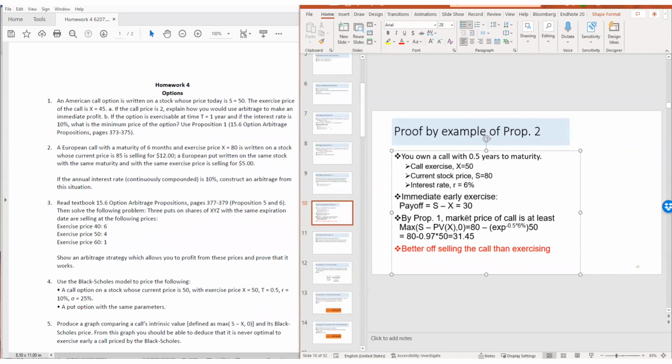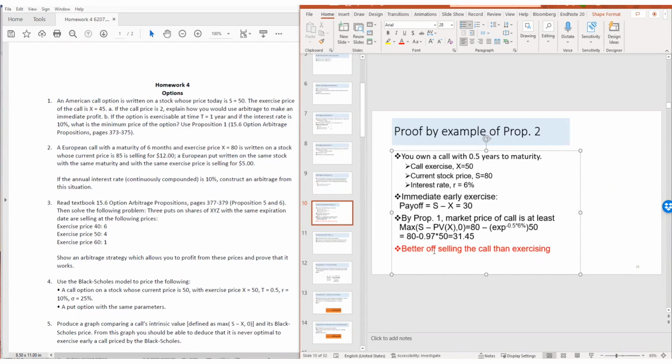And by proposition 1, the market price of the call will be at least the maximum between S minus PV of X, the present value of X. So it's going to be $80 for the stock price minus the exercise price times the discount factor, which will be EXP raised to the power of negative 0.5 times 6%. And that will be the call price. The market price of the call will be $31.45, so roughly $31. So you can sell the call at $31. Another way of closing the position is to exercise the call, and you only gain $30.